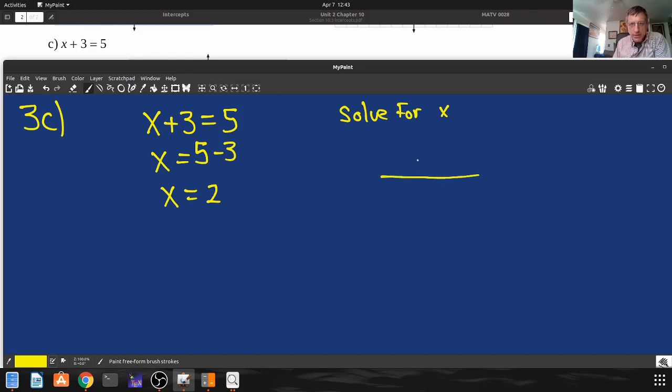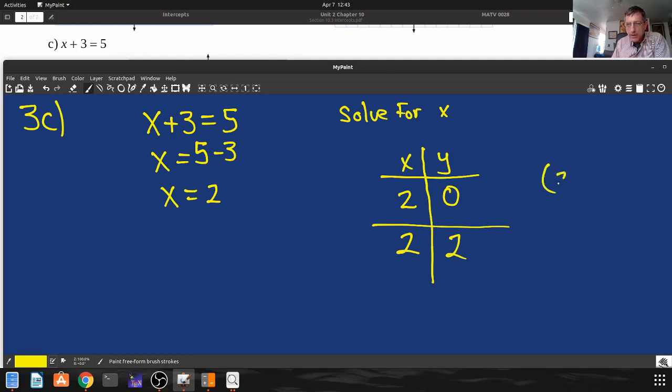So now it's really easy to find 2 points. X is a constant, so I have no choice but to put 2 in the x column. And I can put any numbers I want in the y column. So I'm going to have 2 and 0, and 2 and 2. And I will let you plot those on your own. I feel very, very confident that you can do that.